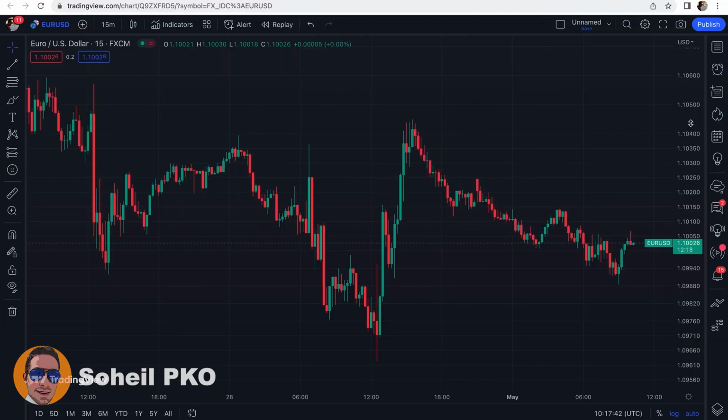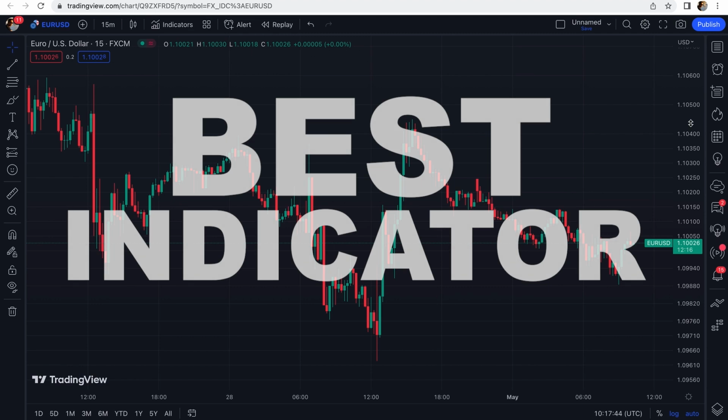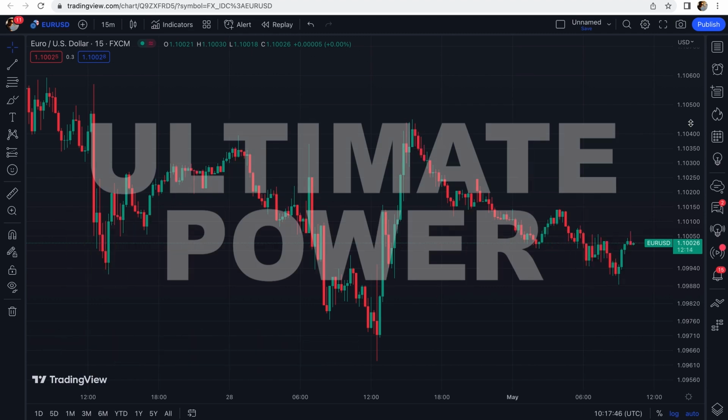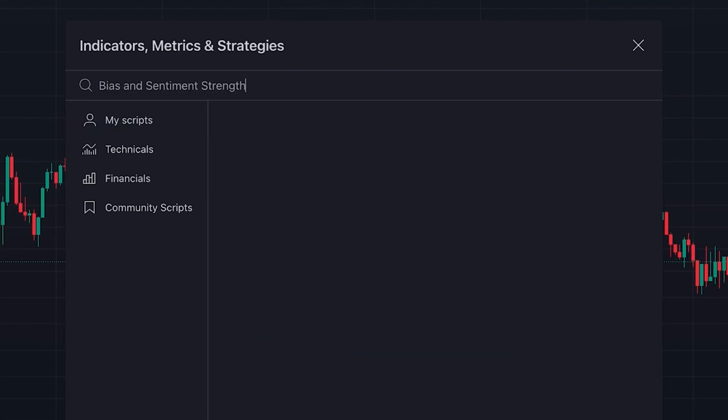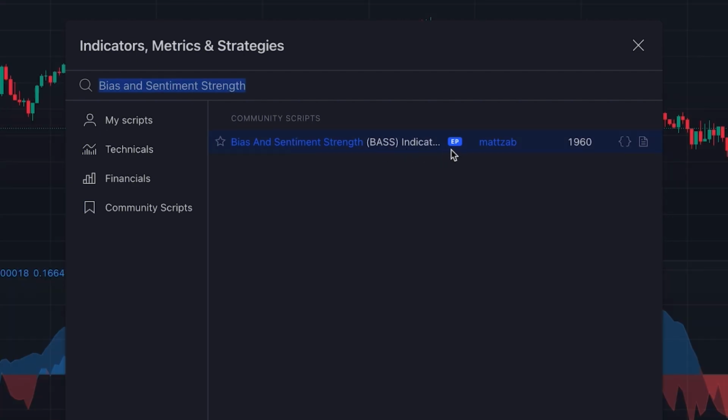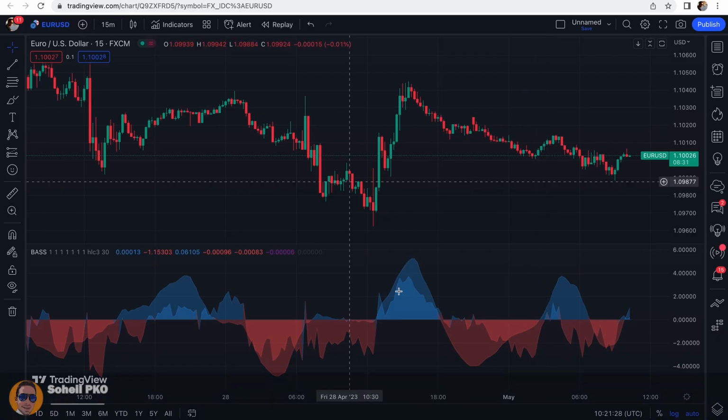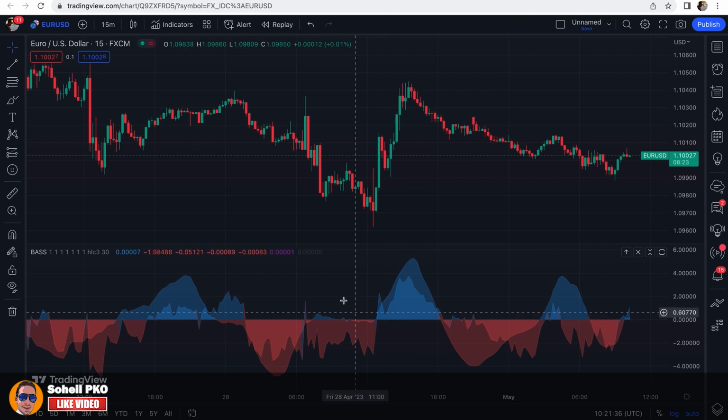Soil here, and today I want to introduce one of the best indicators on TradingView that gives the ultimate power for trading. To add this wonderful indicator to our chart, we click on indicators and search "bias and sentiment strength". This one, which is an editor's pick indicator, is written by someone named Matt Zapp, if I'm pronouncing the name correctly.